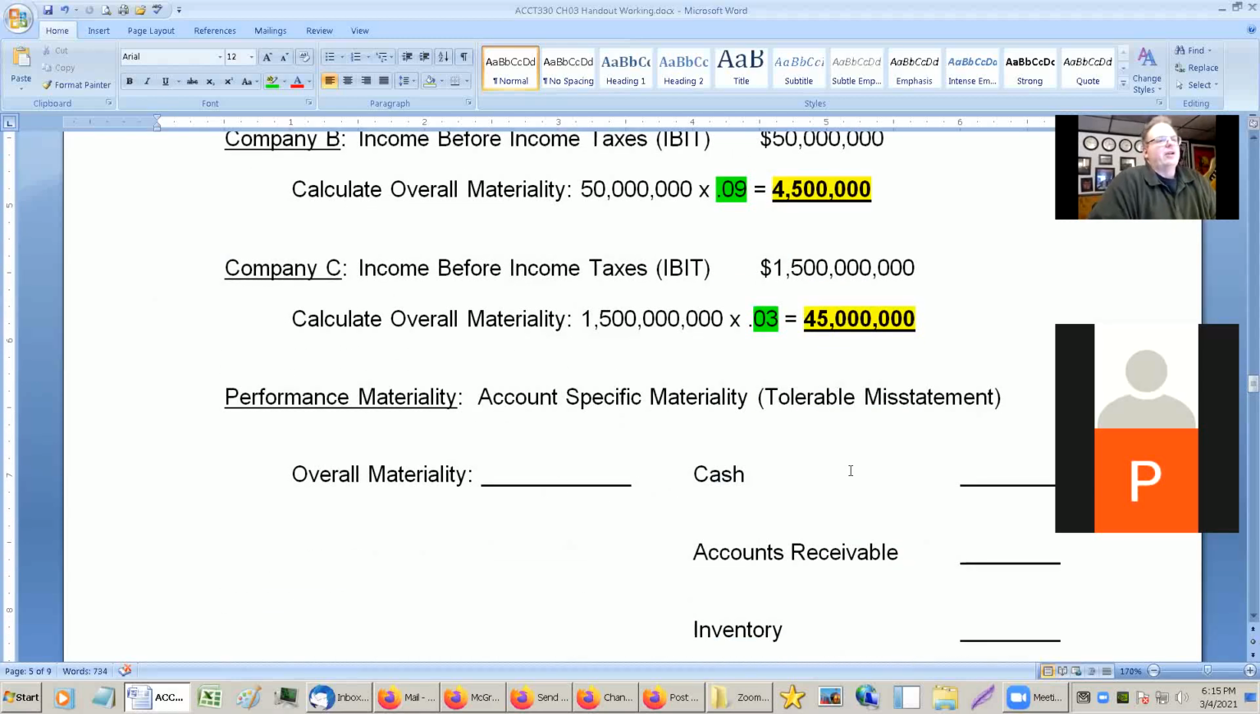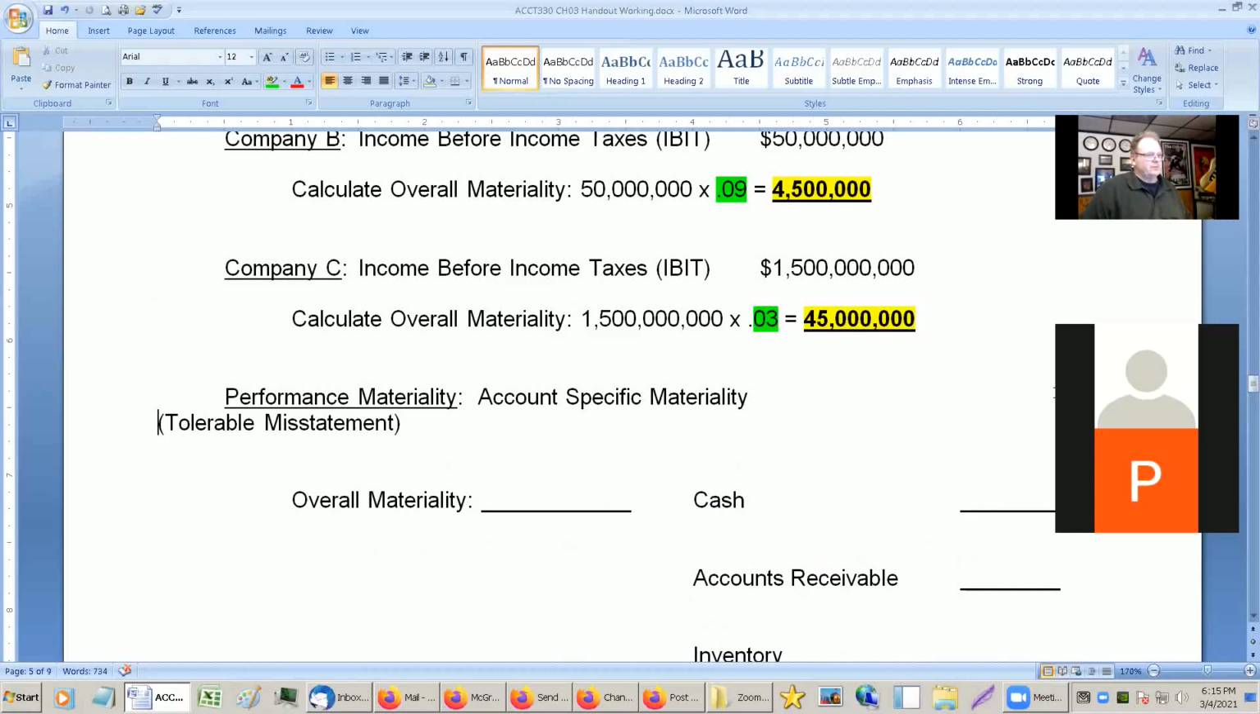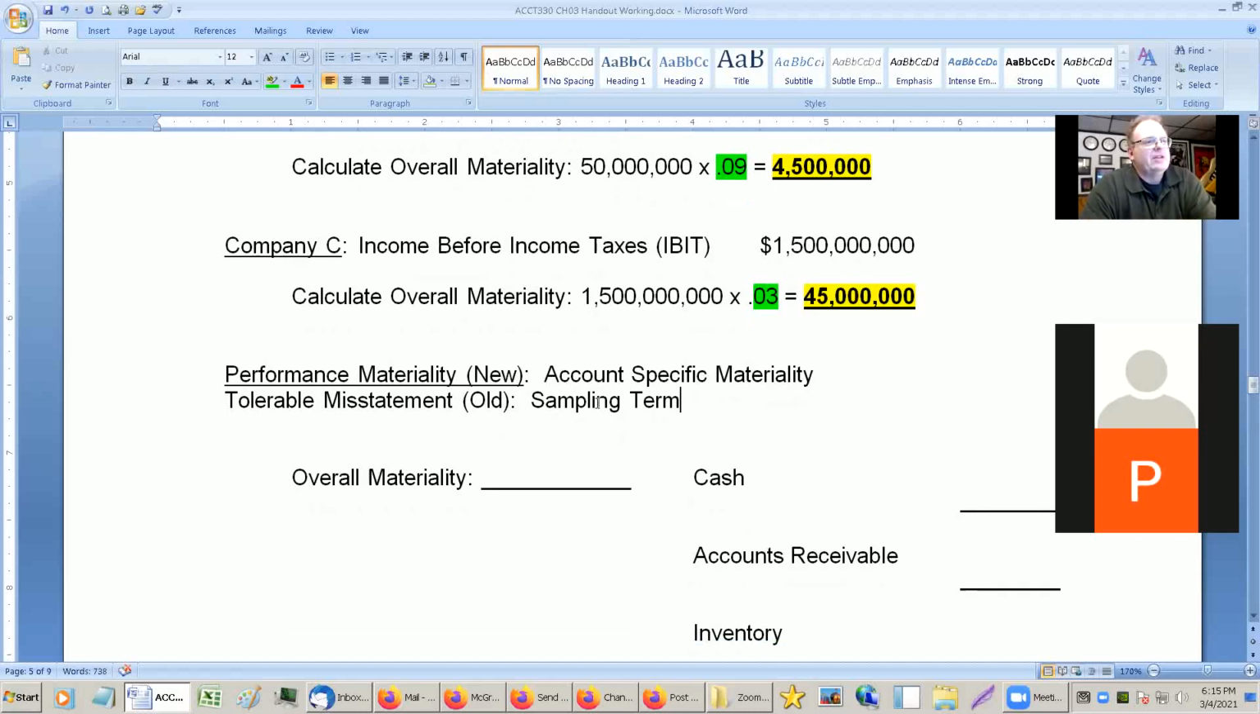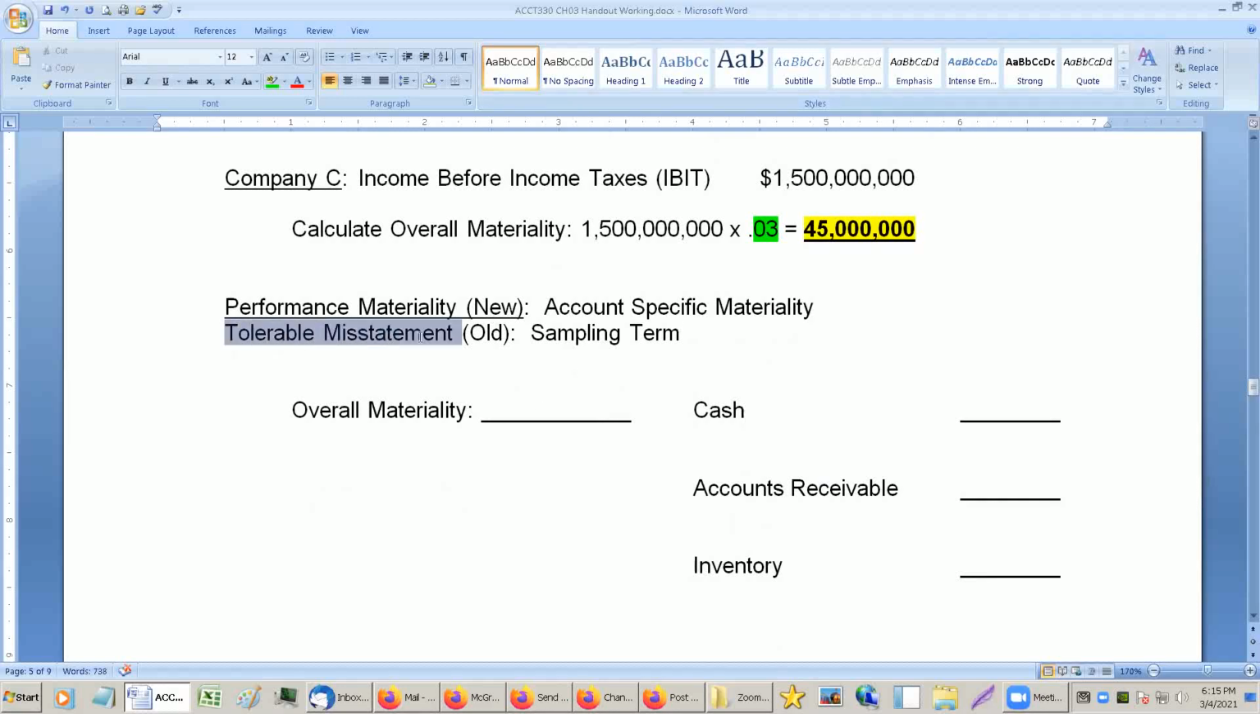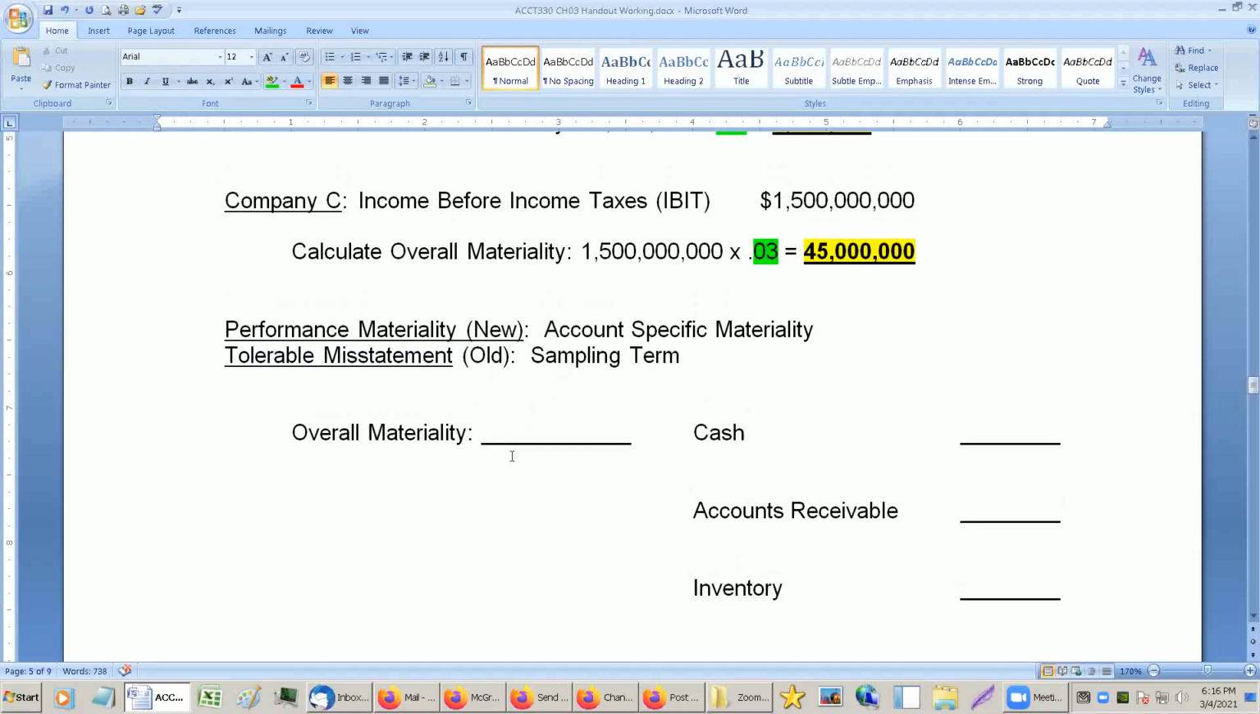Now, coming down here, I'm going to do something different here. Performance materiality. That is the new term. And when I say new term, it means that is more likely to be taught or tested, I should say, on the CPA exam. Tolerable misstatement is old, but you still see it for sampling. They'll still use that term. But performance materiality is kind of the new thing, and tolerable misstatement is kind of the old terminology, although, like I say, it's still used for sampling. It still is a sampling term. They still use it.